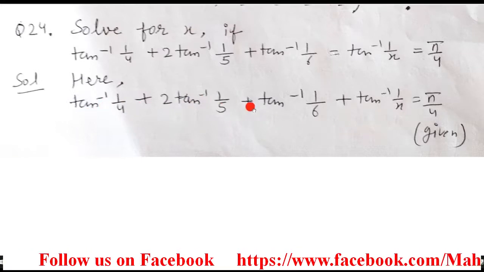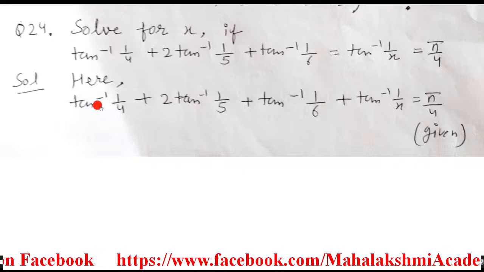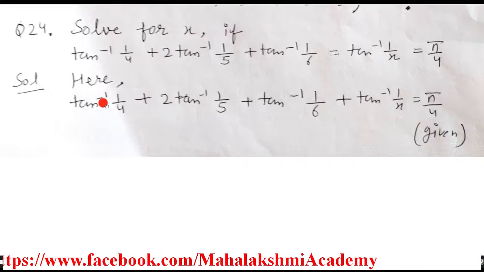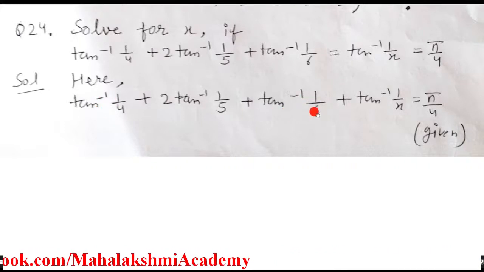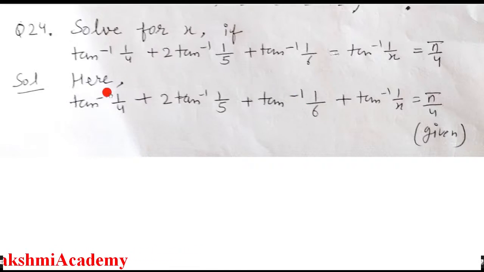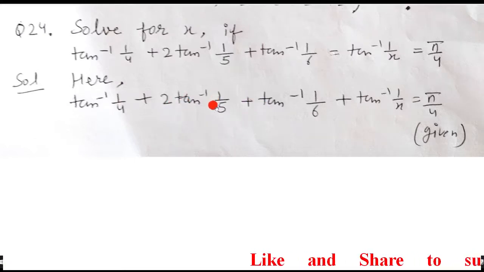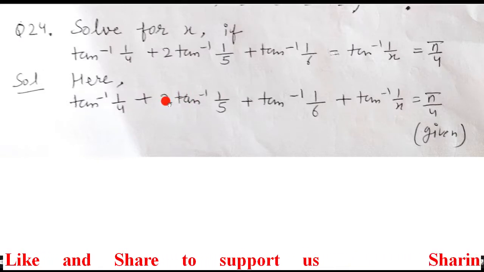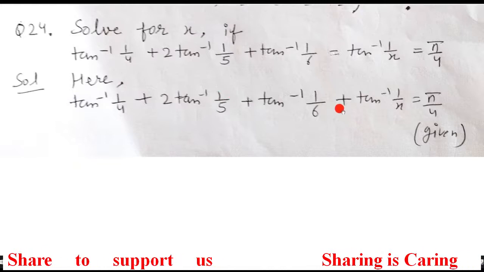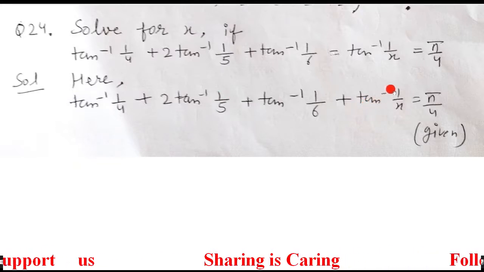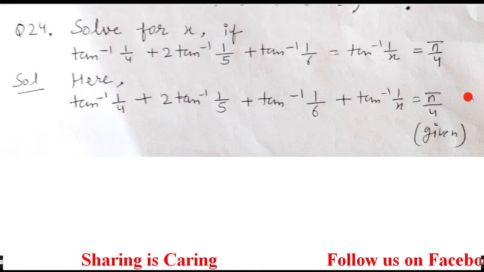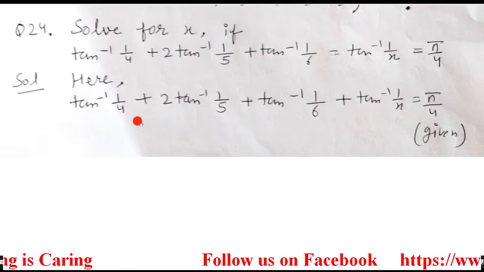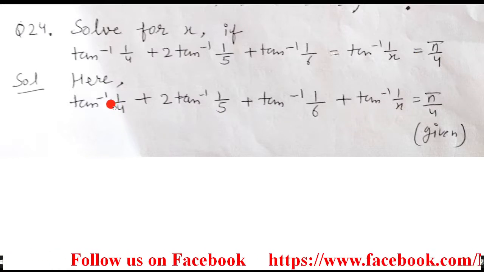When we observe the equation carefully, we can make a pair of tan inverse 1 upon 4 and tan inverse 1 upon 6, and to them we can apply the formula of tan inverse x plus tan inverse y. And for this 2 tan inverse 1 upon 5, we can't use any formula directly, so first we will convert it to the tan inverse x form, and this plus tan inverse 1 upon x will shift to the other side.